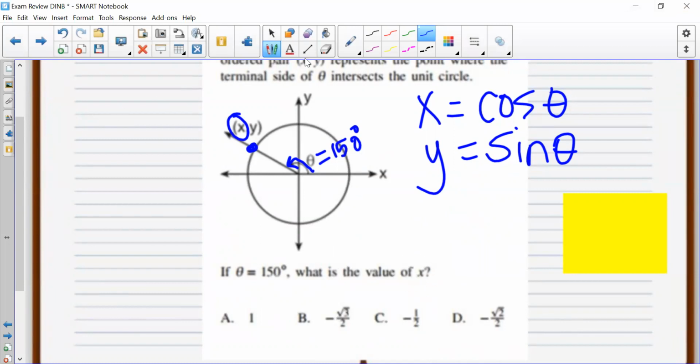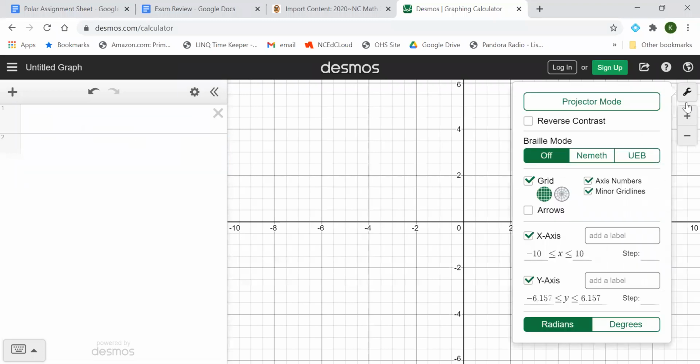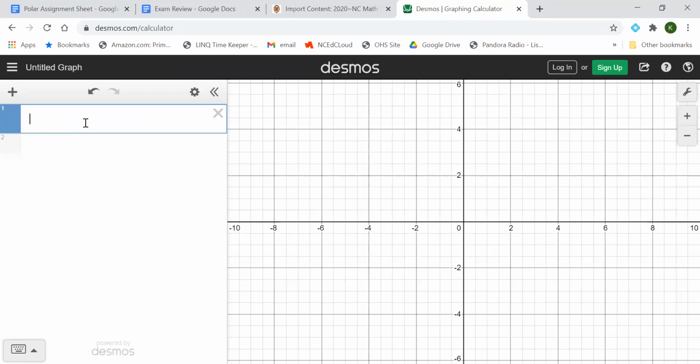So I'm going to go to Desmos. And you need to first check and make sure you're in degrees. So if you click on the little wrench up at the top right, it's above the plus and minus, and look all the way down, it says radians and degrees. And you want to make sure degrees is in green, degrees is highlighted. So it's really important or you're going to get the question wrong. And I know I want to do degrees because they gave me an angle in degrees. They said 150.